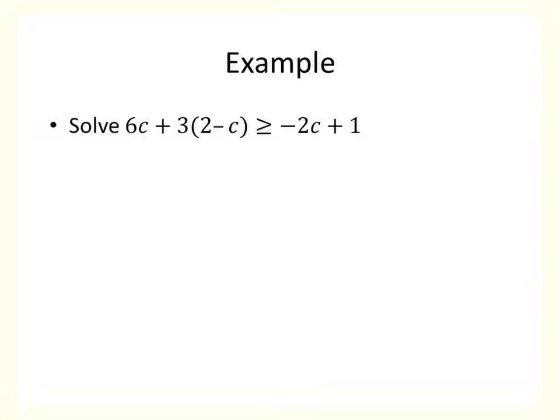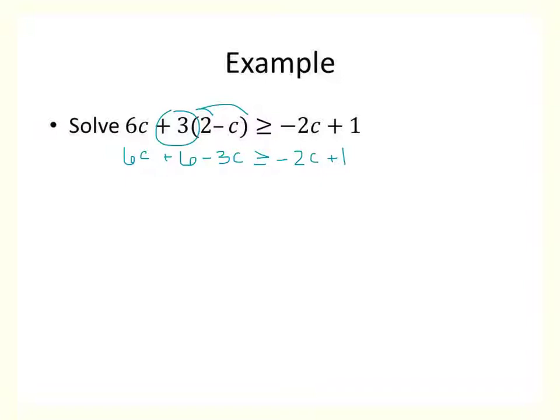Okay, so what do we do when we have parentheses? In the case of 6c plus 3 times the quantity 2 minus c is greater than or equal to -2c plus 1, what is it that we do? We distribute. That's the perfect place to start. So we're going to have 6c plus 6 minus 3c. Really watch your signs. You're distributing a positive 3 greater than or equal to -2c plus 1.